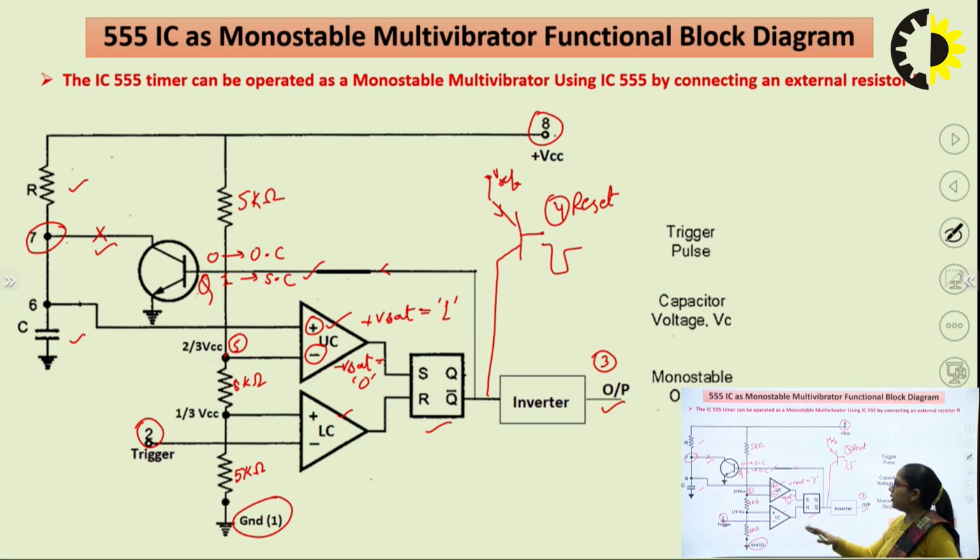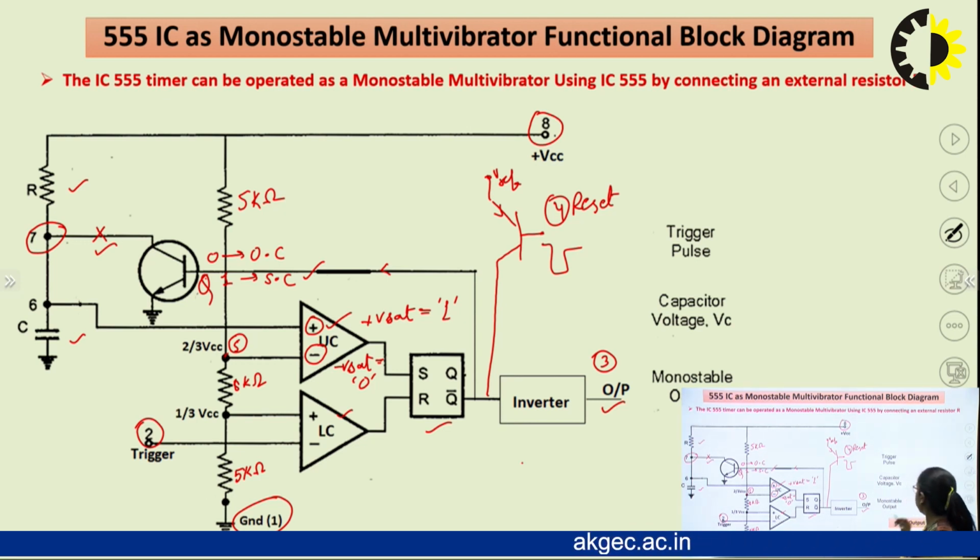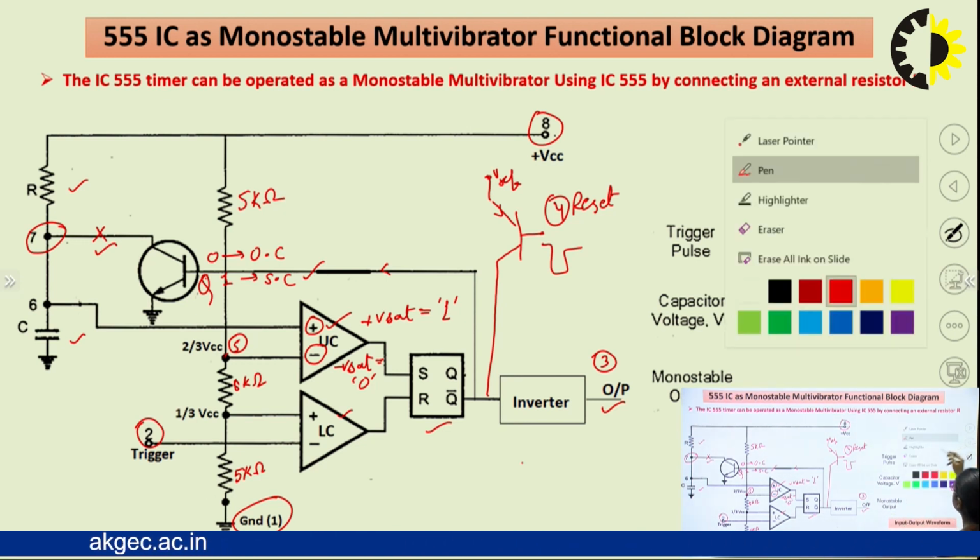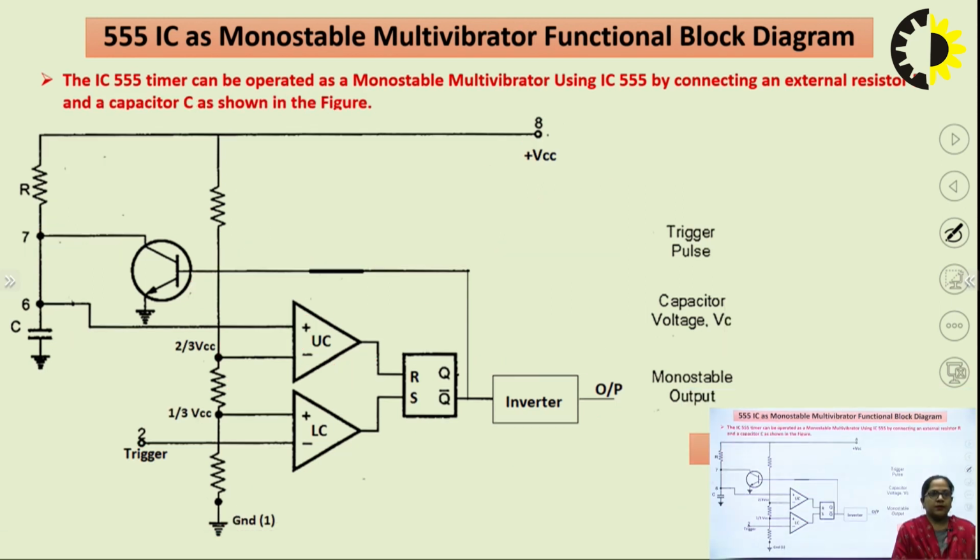So now let us discuss the operation of this circuit in monostable mode. How we will get the output pulse or the unstable state when we will apply triggering pulse to this particular circuit. So let us now discuss the working of monostable multivibrator using 555 timer IC.